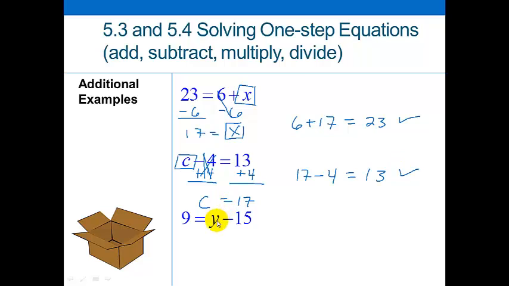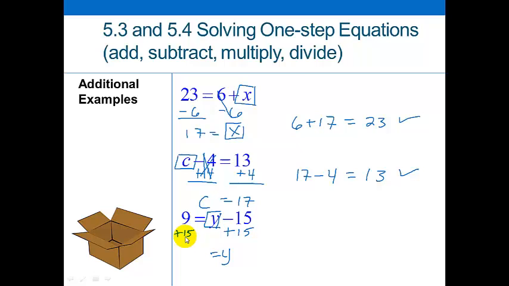Alrighty, and again, it doesn't matter which side of the equation that has an equal sign does our variable sit on. So right now, y, I'm just going to box it just because you can. Y minus 15, to undo a subtraction, I'm going to add. So I add 15. I want to get rid of this whole 15. So I'm going to add 15 on this side.